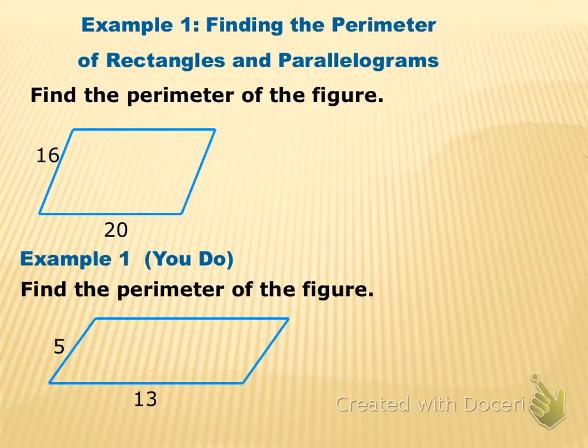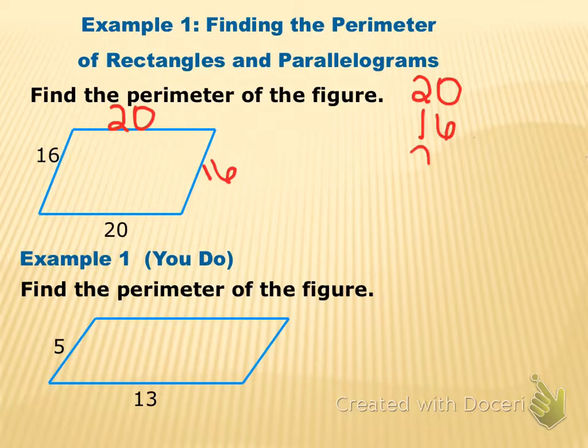This one's not quite a rectangle, it looks like, but it is also still a parallelogram. So to find the lengths of the sides of the parallelogram, remember, they're still the same as the opposite side. So if that one bottom's 20, the top's 20. If the side is 16, the other side is 16. And again, to find the perimeter, we add all the sides together.